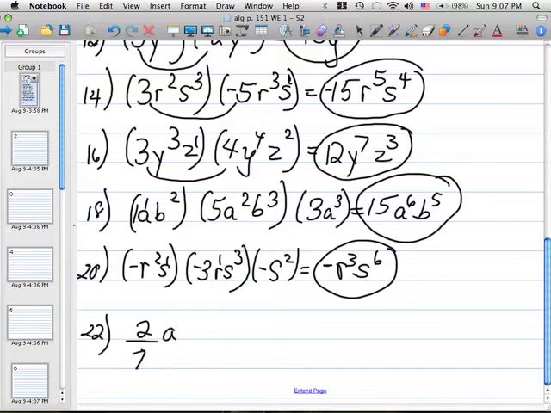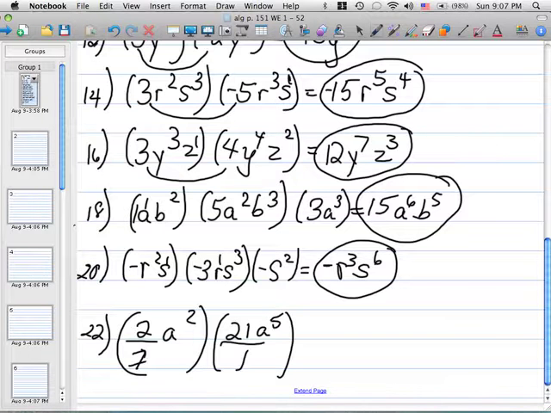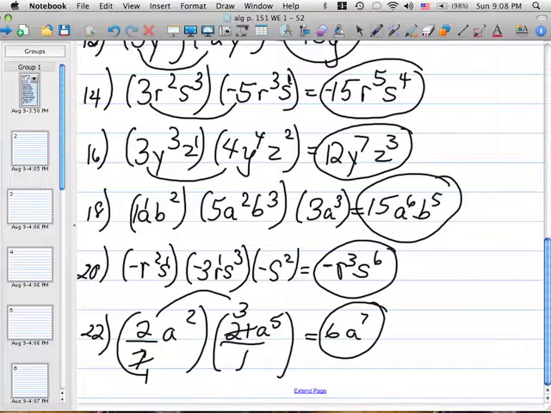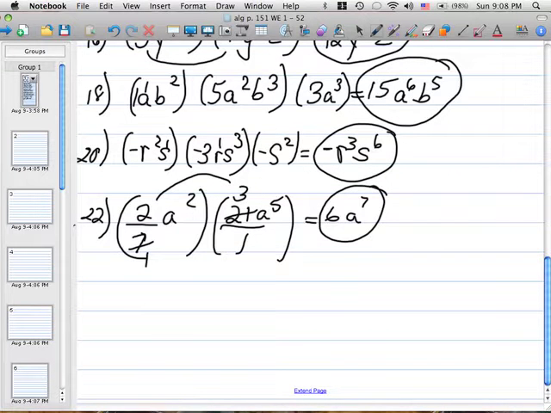22, we have fractions, so use 2 lines, please. 2 sevenths a squared times 21a to the 5th. We can cancel, 7 goes into 21 3 times. Multiply the 2 times 3, that gives us the 6. And then a is to the second here and to the 5th here, add that, and that gives you 7. So our answer is 6a to the 7th.